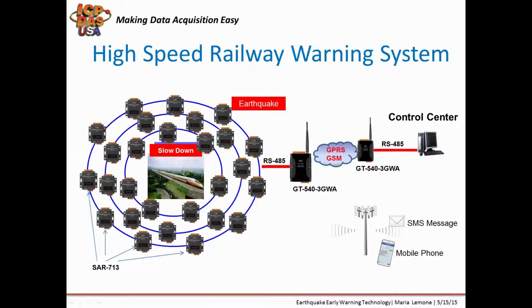EEW technology is being used in high-speed railway warning systems. Seismic data is gathered from seismic switches and passed over Modbus RTU to cellular device servers like GT540 3GWA, which pass the earthquake data over the cellular network back to control centers. SMS text messages are sent out to mobile phones based on configurable magnitude data. If there are any earthquakes over 4.0, text messages are sent out to personnel. SCADA software runs on a PC in the control center and collects and displays seismic data information. Based on the information from the seismic switches, the train will slow down or stop as necessary.